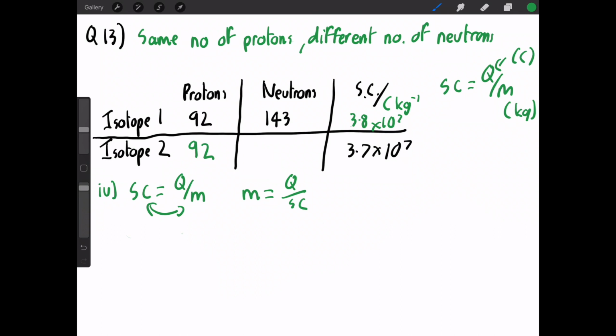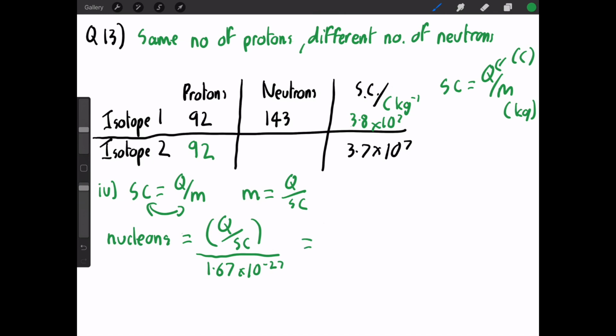So the first thing I need to do is, that will give me the mass in kilograms. If I want the nucleon number, how many neutrons and protons, I'm going to have to divide the whole answer by the average mass of a nucleon. So that means that the number of nucleons will be Q over specific charge, all divided by the average mass, which is going to be 1.67 times 10 to the minus 27.